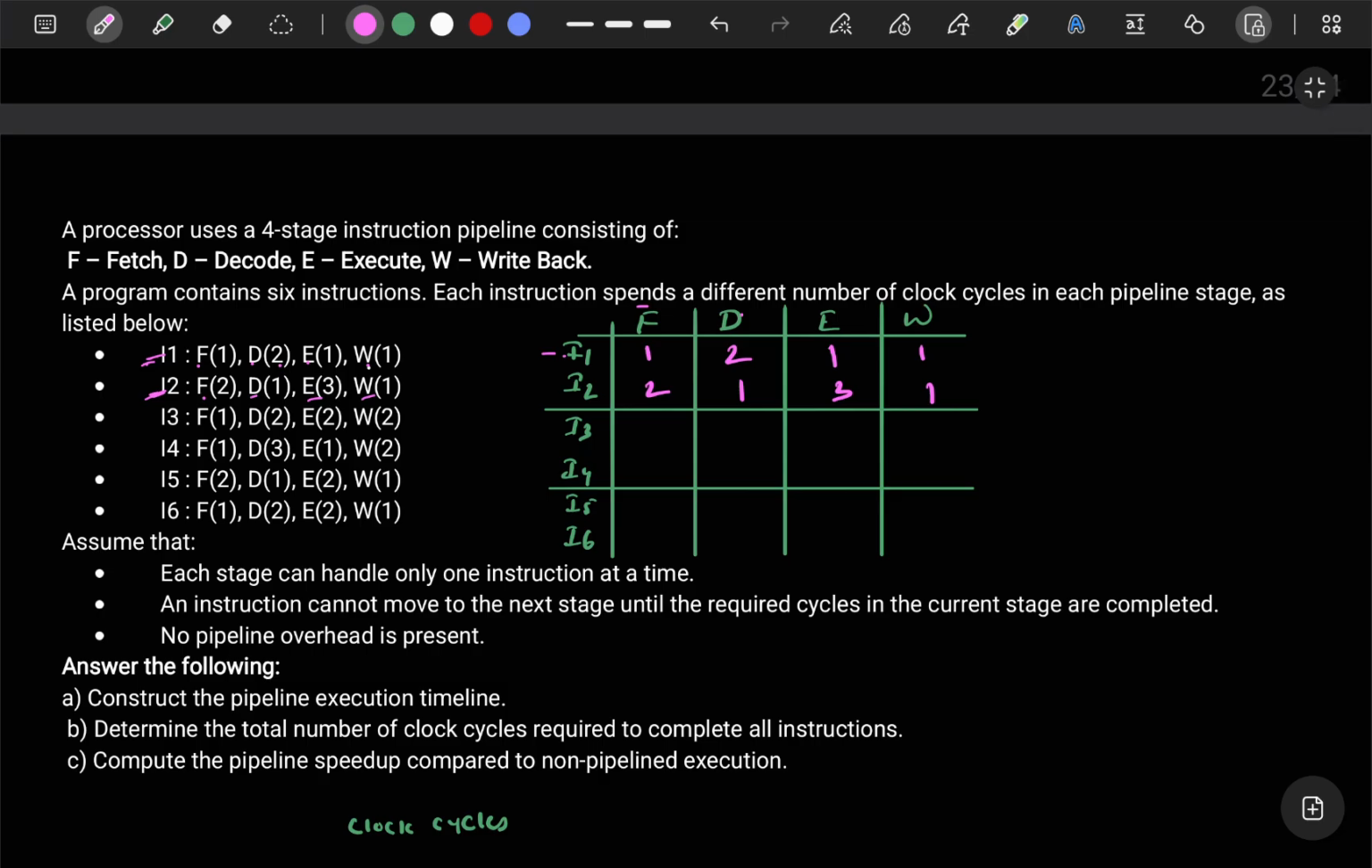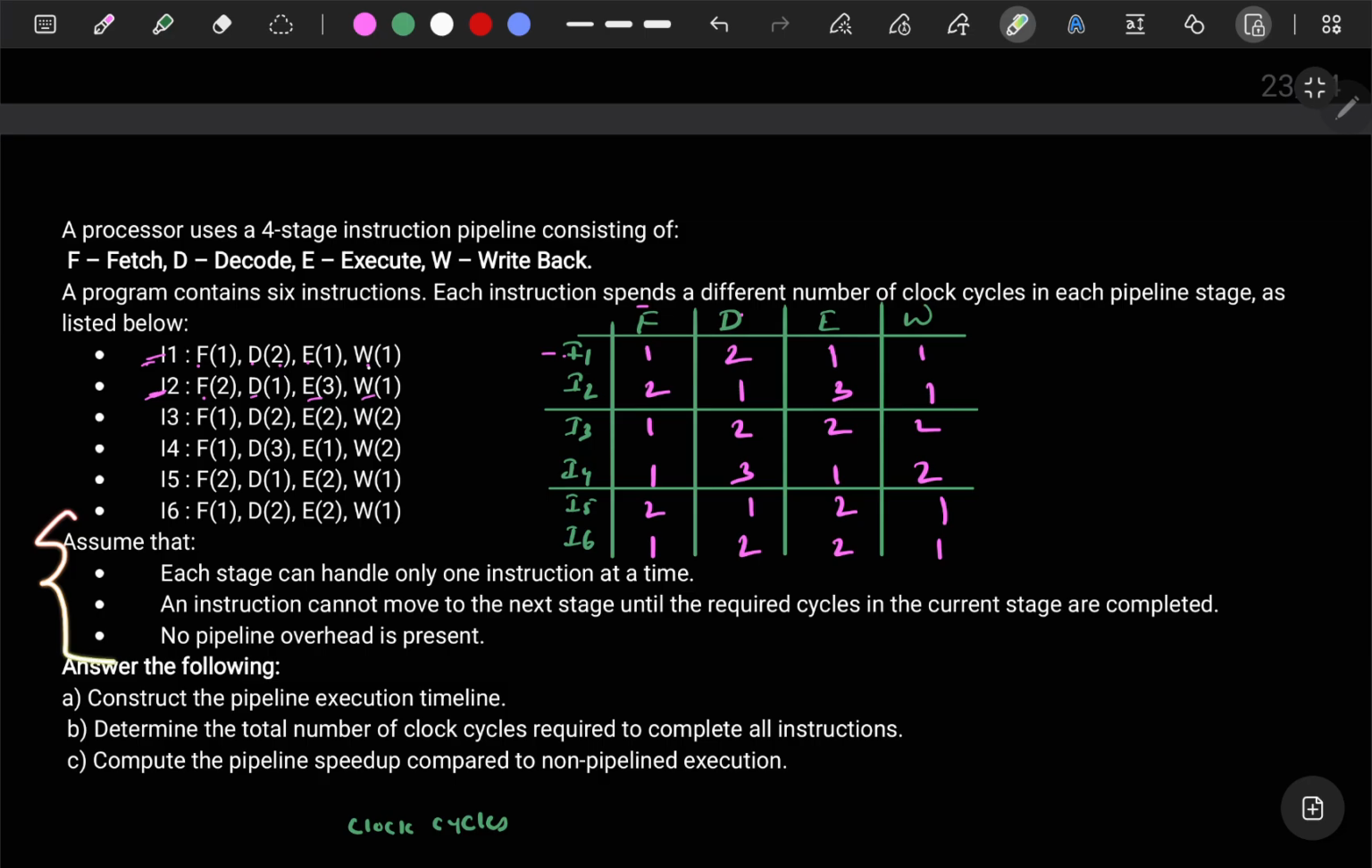Even if this table is not there, still you can solve it like this. In the question it may be in either this format or that way, any format could be there. So you should understand, that's why I'm solving this. Anyway, I3 for fetch 1 2 2 2, I4 1 3 1 2, then 2 1 2 1, then 1 2 2 1. Like this you fill the table.